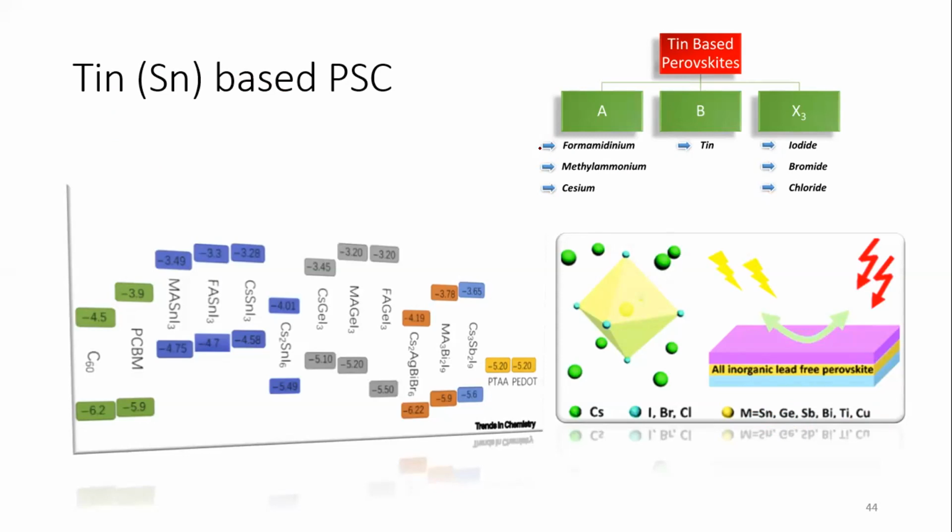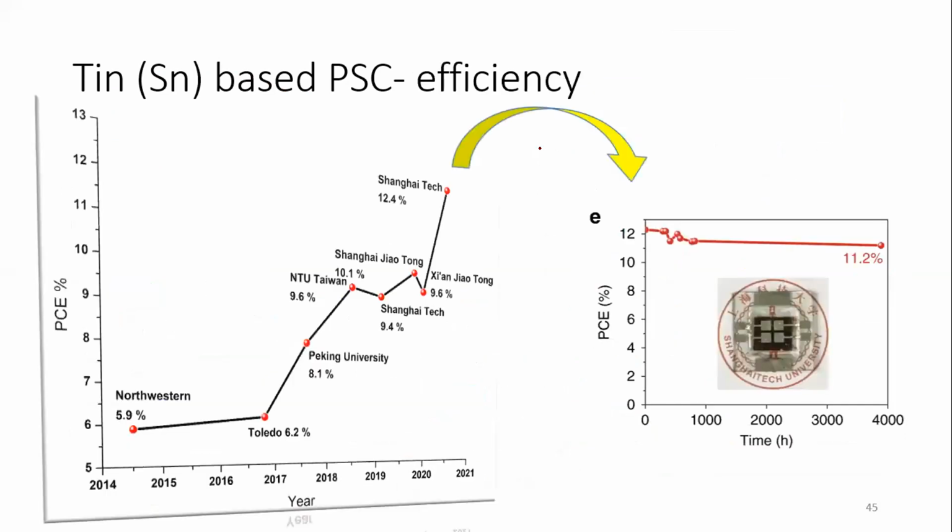Unfortunately, if you just look at the starting efficiency of this tin-based perovskite, it was 6%. Now, after optimization, they have reached up to 13% efficiency. Still, it is far from the lead-based.